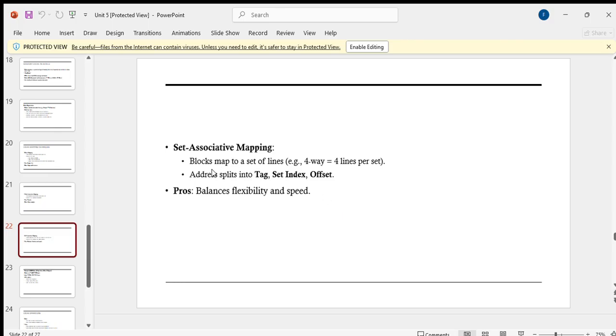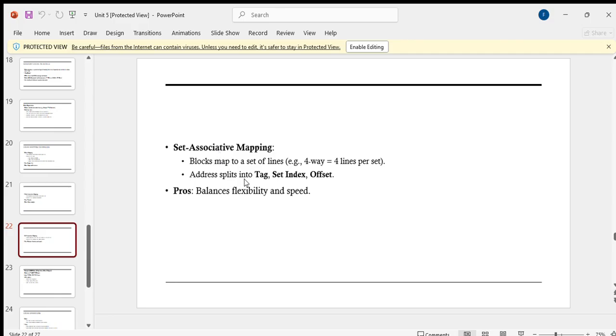Blocks map to a set of lines. Example, four-way, which means 4 lines per set. We have, let's say, 4 cars, and we have a T junction. Car 1 can take the left corner, car 2 can take the right corner, car 3 can take the front corner, and another car can take a diagonal to the right corner. So that's what we mean by this example.